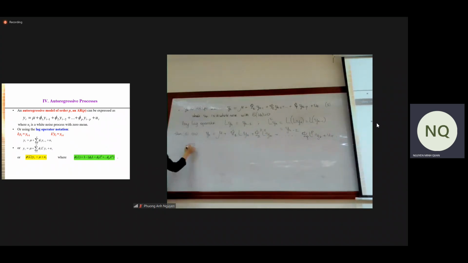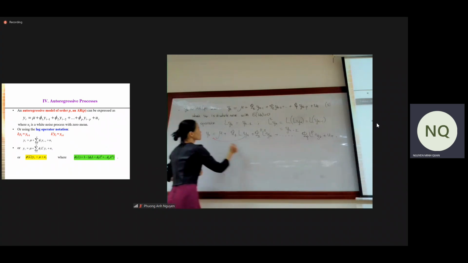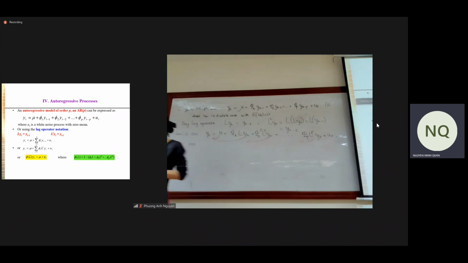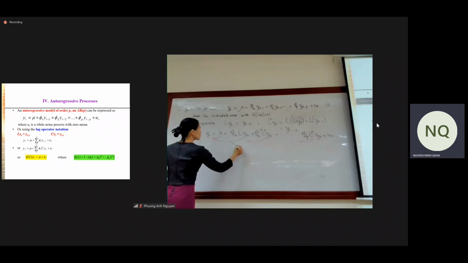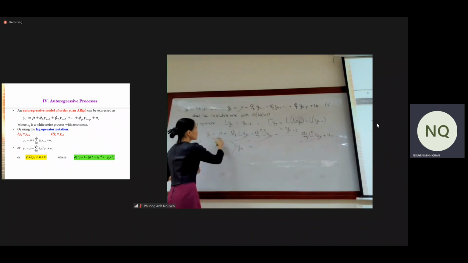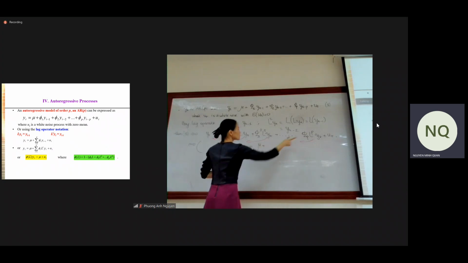So now we move the terms with Y_t to the left-hand side. Y_t is on the right here, so we move it to the left-hand side. What do we get? Something times Y_t equal to the right-hand side. What is left is mu and u_t.